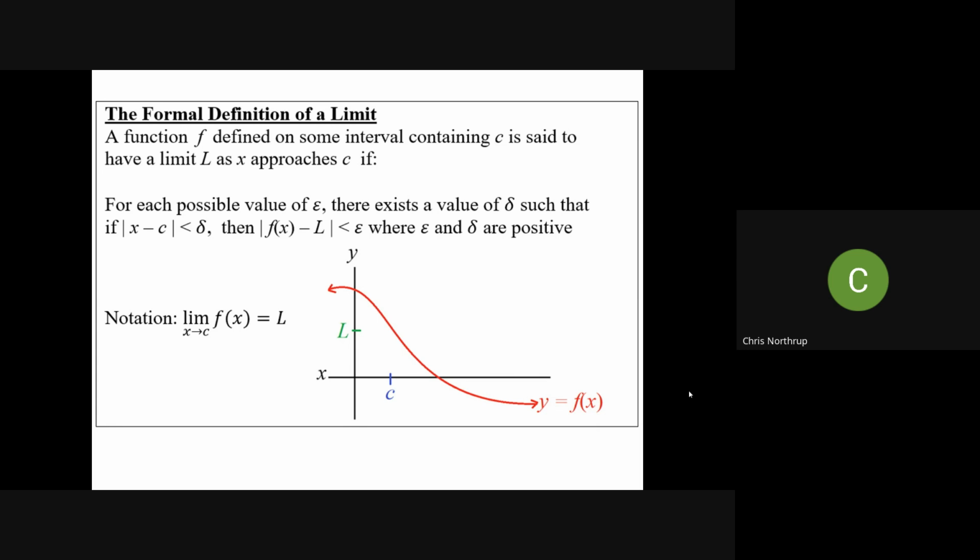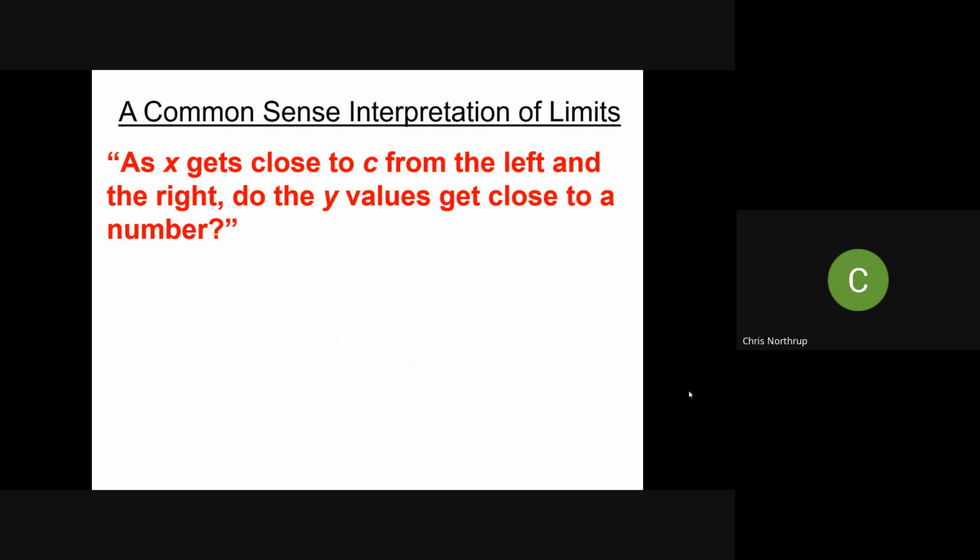However, it's kind of a big deal since calculus is all about limits, and this is the technical definition of what a limit is. Usually in class, we're not really going to think about this definition. We're really going to look at what I call the common sense interpretation of limits, which to me would say: as x gets close to some number c from the left and from the right, what are the y values doing? Are the y values also getting really close to some number? And I need to emphasize the singular some number. The y values should not be getting close to two different numbers. If they are, then I do not have a limit.